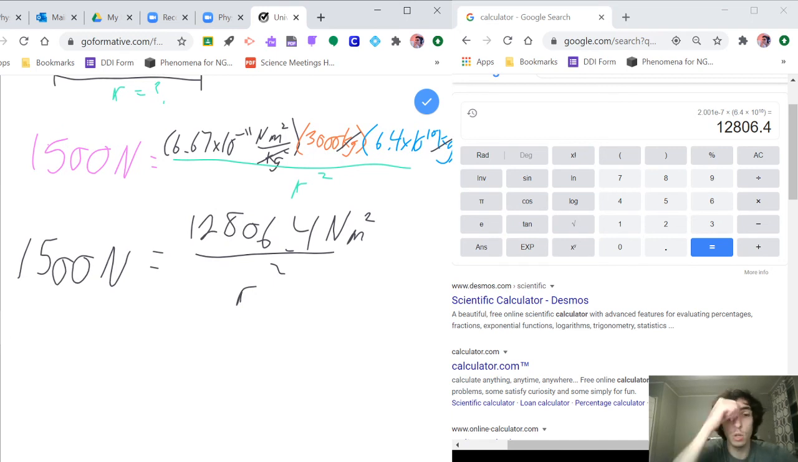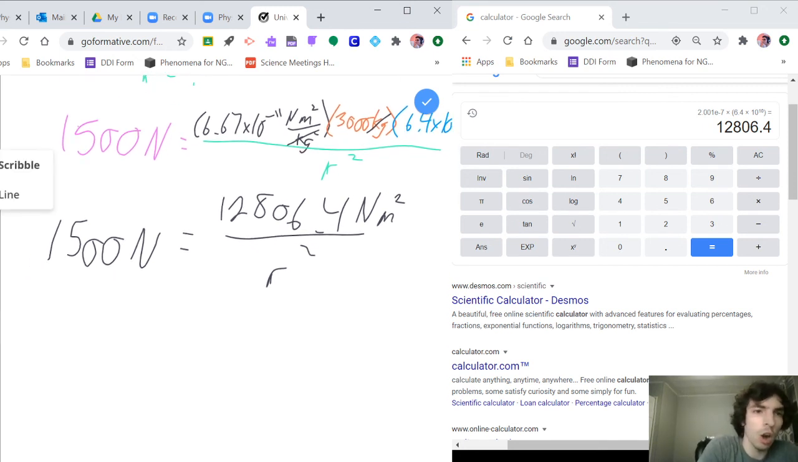Okay, and now we're a couple steps away. So what we have here is our r squared, and we're trying to solve for r, that distance between our masses. That's stuck in the denominator right now. So let's first get that out of the denominator.